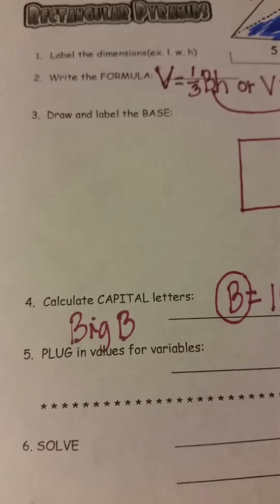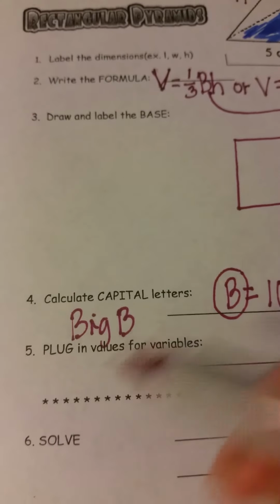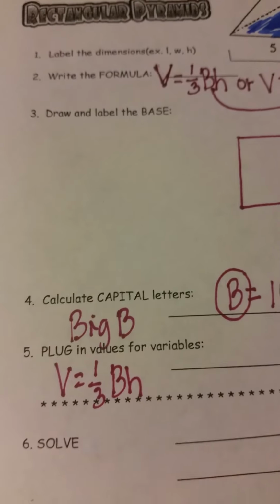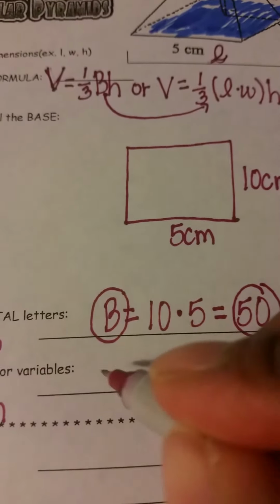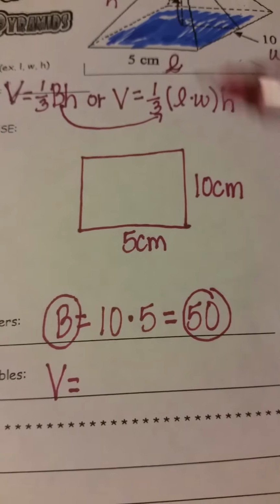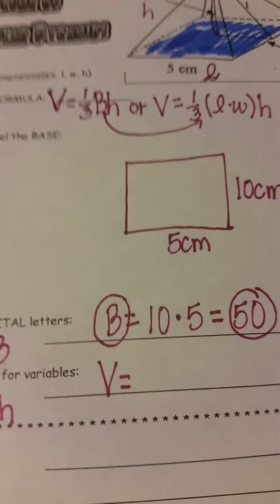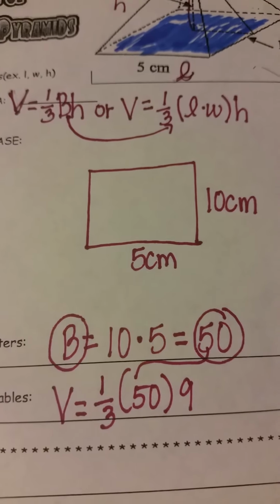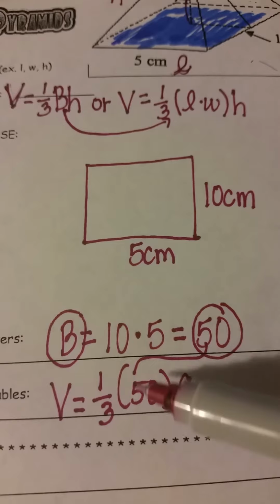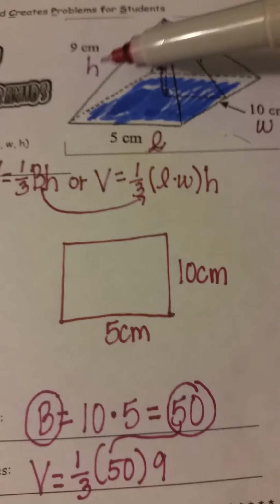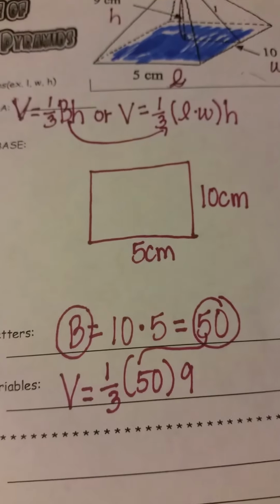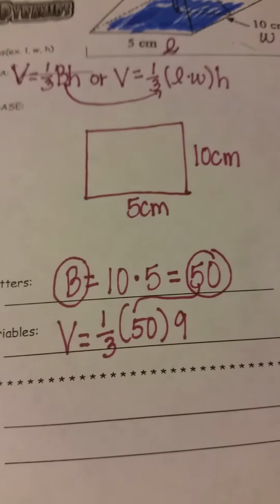All right, so now my next step is to plug in the variables for my formula. And if you want, you can go ahead and write your formula here. Okay, so volume equals, and I'm going to pause again, and I want you to go ahead and plug in the variables for the formula. Okay, so what you should have gotten was volume equals 1/3, bring down whatever big B is, which was 50, times 9, which is the height of the entire figure. Now once we do that, we need to calculate so we can solve that.